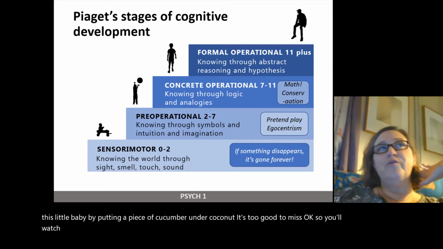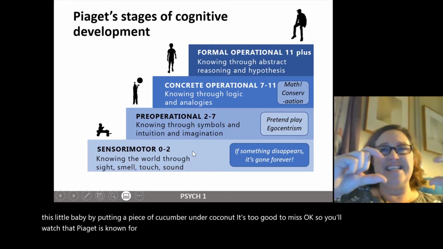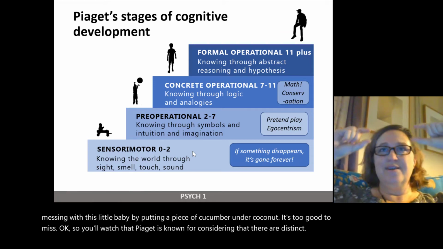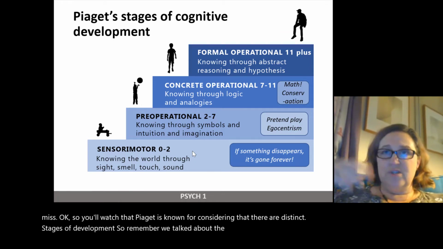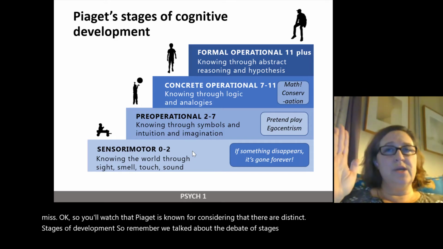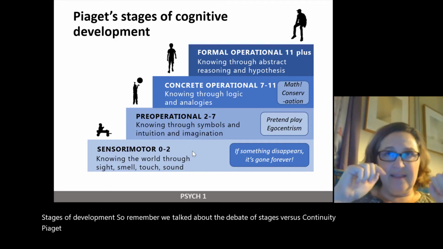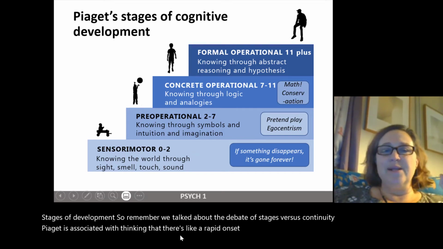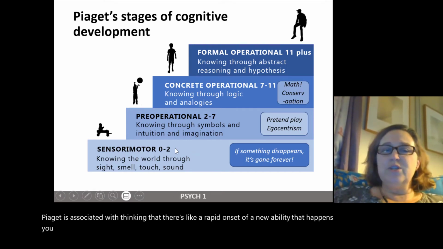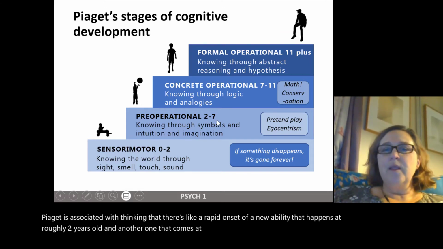Piaget is known for considering that there are distinct stages of development. Remember we talked about the debate of stages versus continuity. Piaget is associated with thinking that there's a rapid onset of a new ability that happens at roughly 2 years old, and another one that comes at roughly 7.